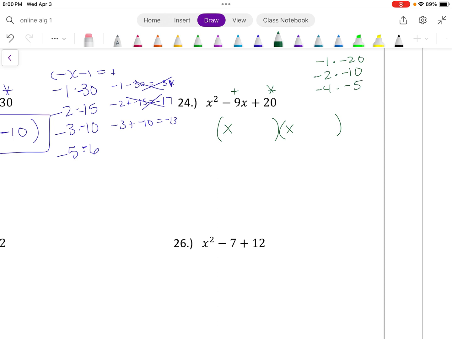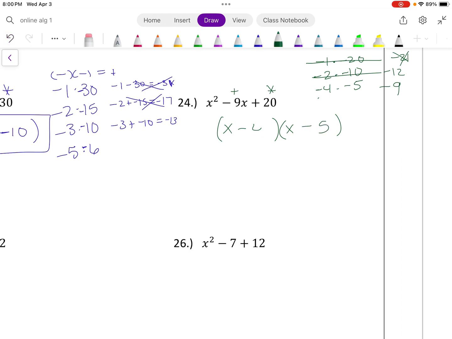Which one of those adds to be negative 9? Negative 1 and negative 20 is negative 21. That's too big. Negative 2 and negative 10 is negative 12. That's too big. Negative 4 and negative 5, that's negative 9. There's my factored form. Oops, I wrote it incorrectly. Negative 4 and negative 5.